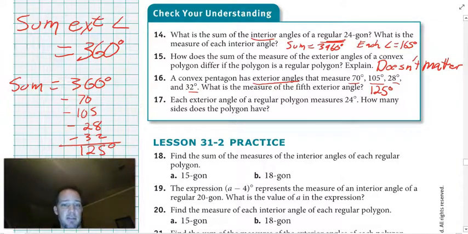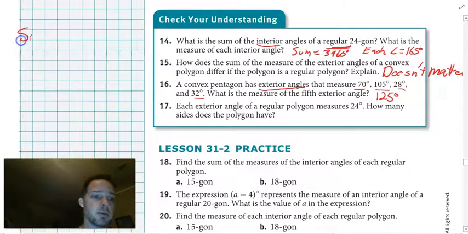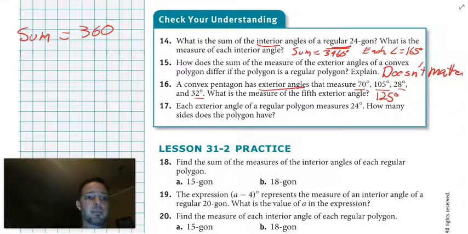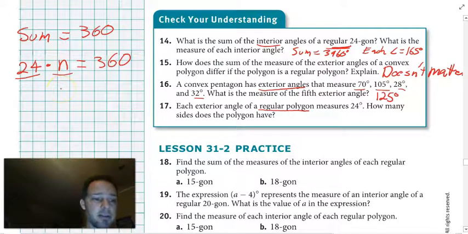All right, number 17. Each exterior angle of a regular polygon measures 24. How many sides does the polygon have? There's a couple of different ways to do this one, but I know that the sum has to equal 360. All right, and that is made up of taking each of the exterior angles and multiplying it by the number of sides. So if this is a regular polygon, all of the exterior angles are going to be the same. So I don't know what the number of sides is, but I know that there are 24 of them times however many there are has to equal 360. Right? All you have to do is divide both sides by 24.